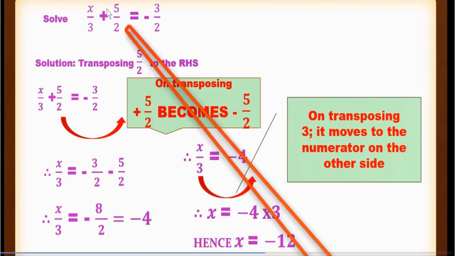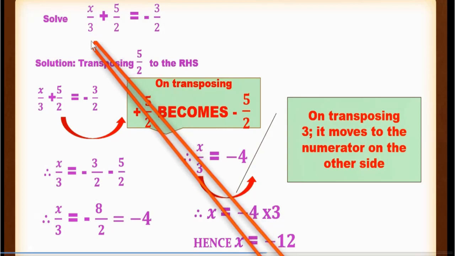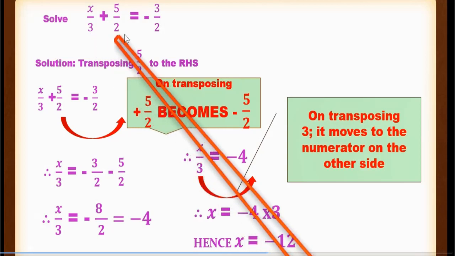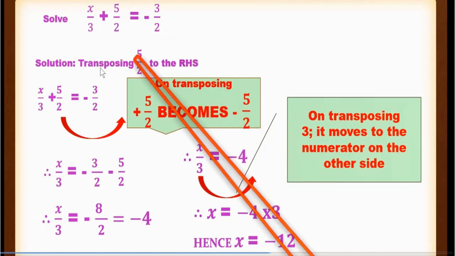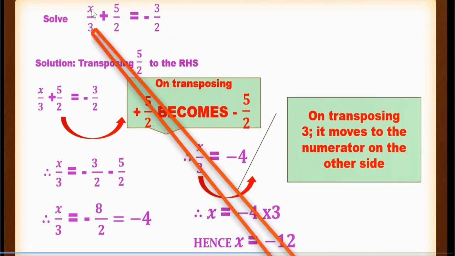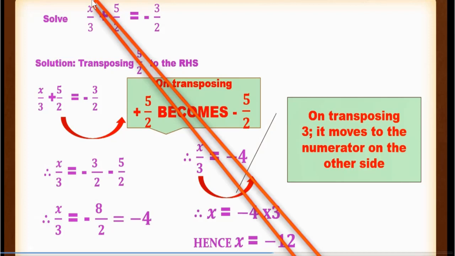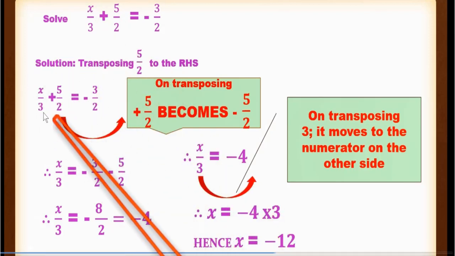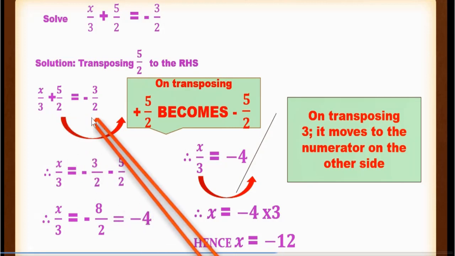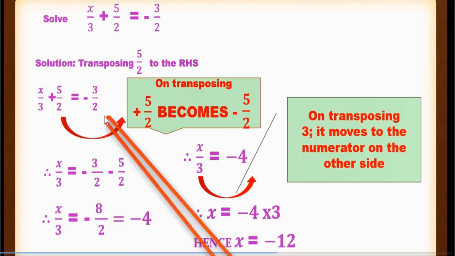Let us solve the equation x by 3 plus 5 by 2 is equal to minus 3 by 2. Is it a linear equation? Yes, because the power of x is 1. Hence, it is a linear equation. In the LHS, we are having 2 rational numbers, and in the RHS, we are having 1 rational number.